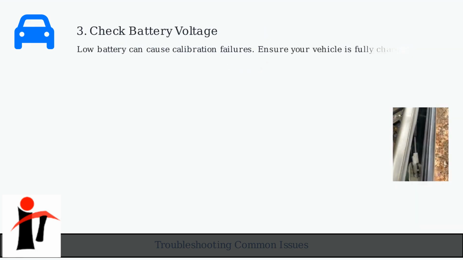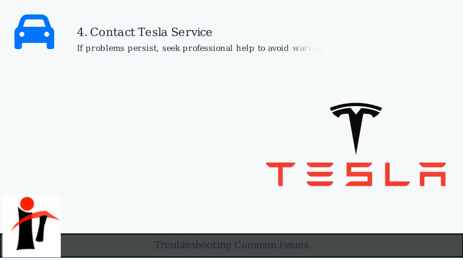Third, low battery voltage is a common culprit for calibration issues. The window motors require sufficient power to operate correctly, so make sure your Tesla is fully charged before attempting calibration. Finally, if the window continues to have issues after checking these common problems, it's best to contact Tesla service. Professional technicians can diagnose complex problems and ensure your warranty remains valid.